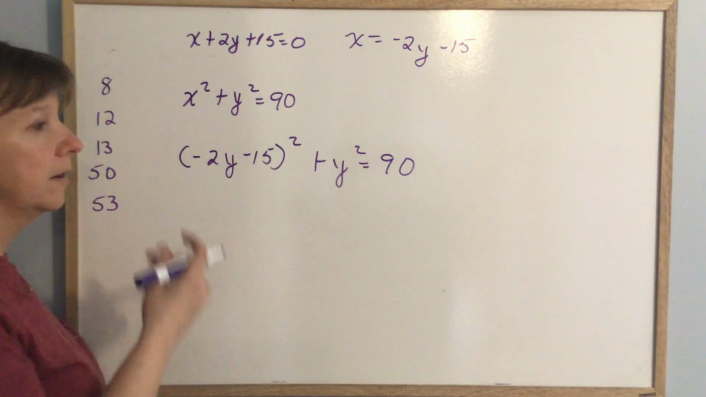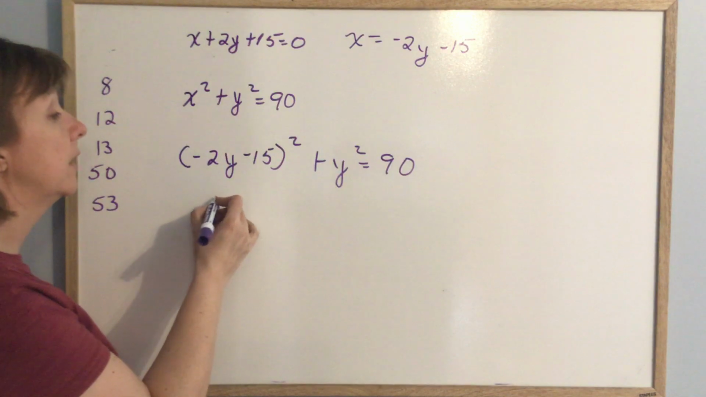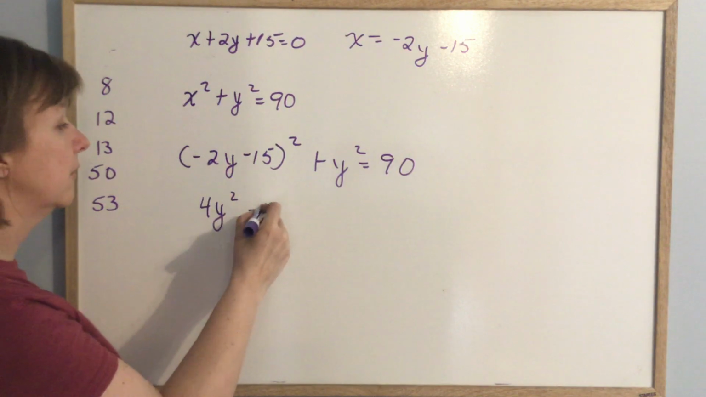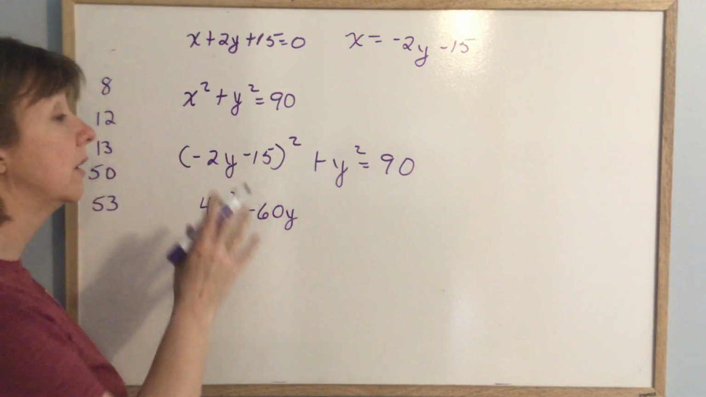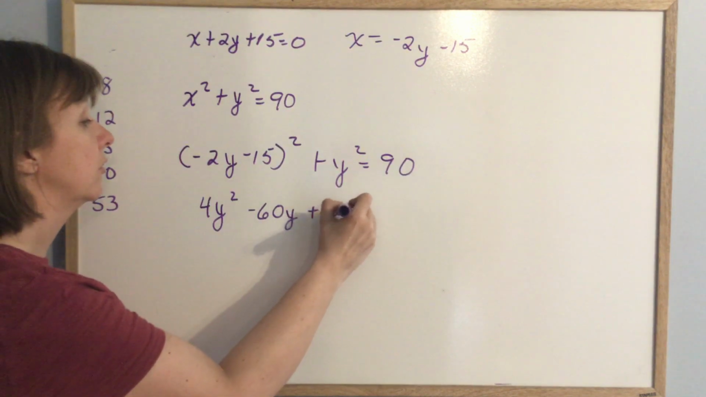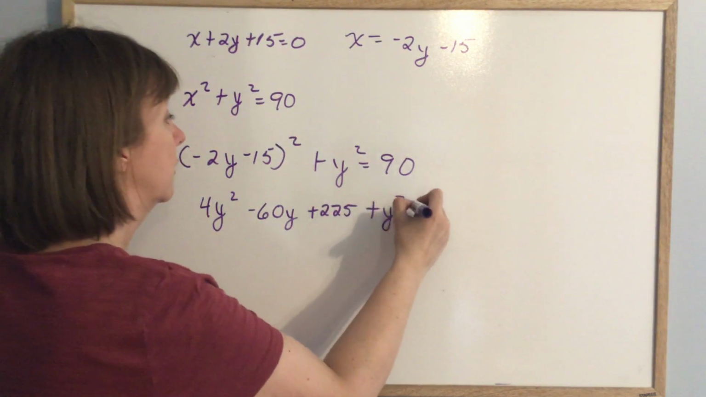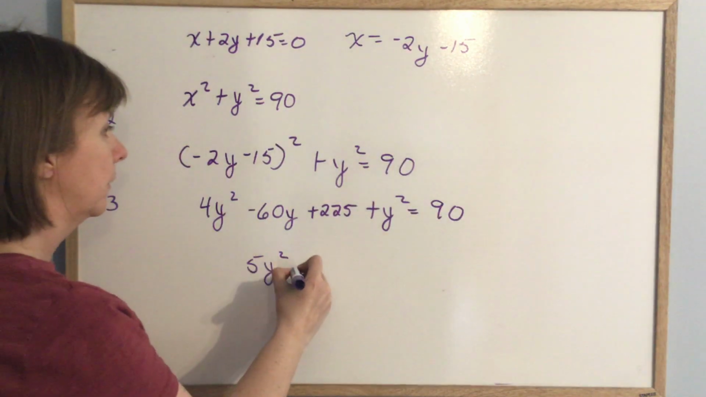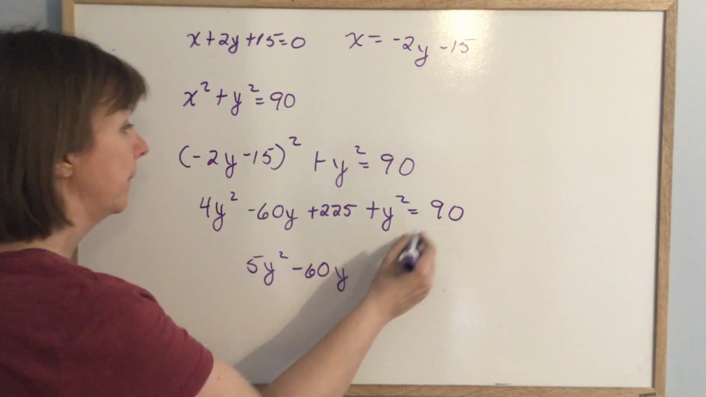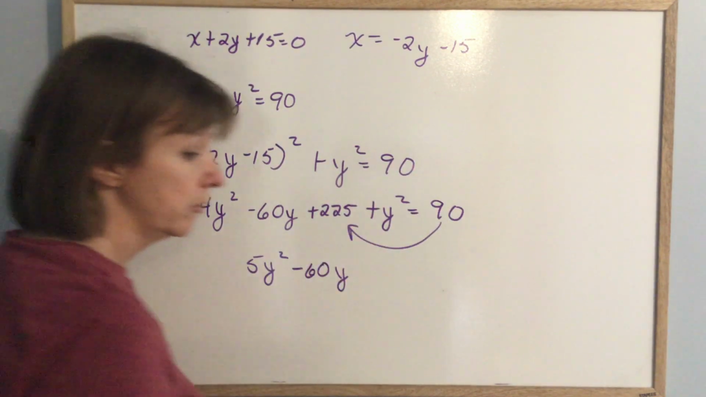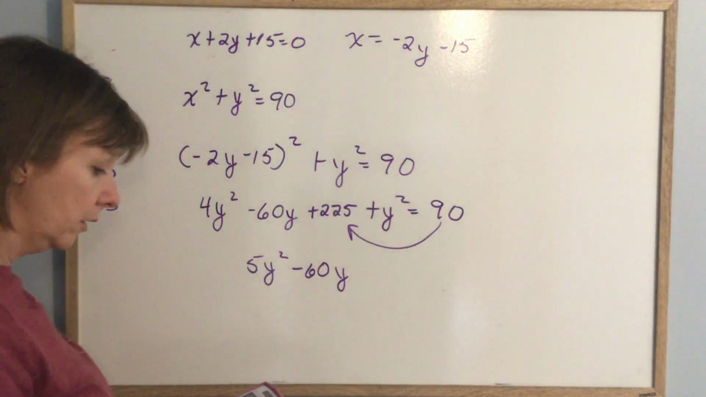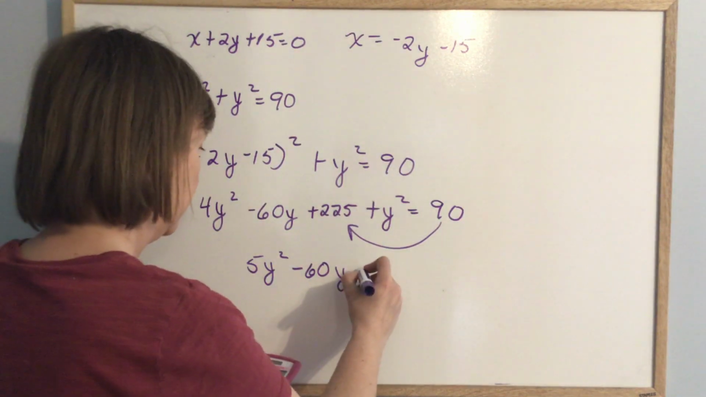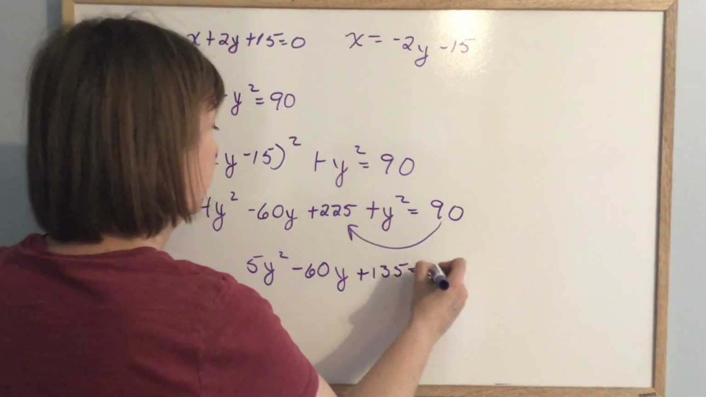So (-2y minus 15) squared. -2y and -2y would be +4y squared. And then that would be minus 60y. I'm just doing FOIL. And -15 times -15 is plus 225, plus y squared equals 90. So 5y squared minus 60y, and I would actually bring this over here so that I have 225 minus 90 is plus 135 equals 0.